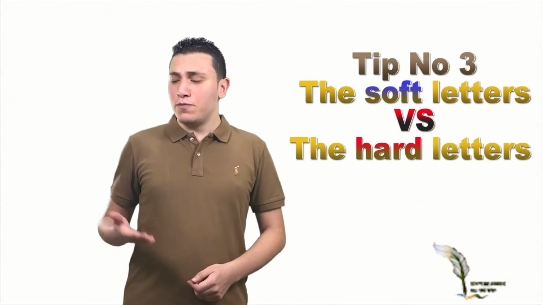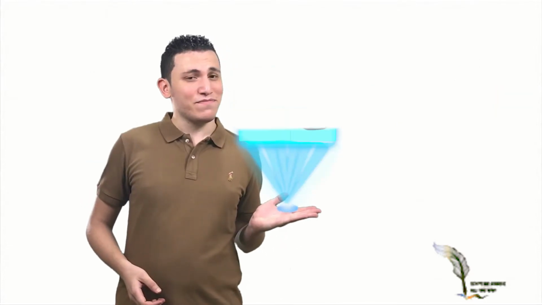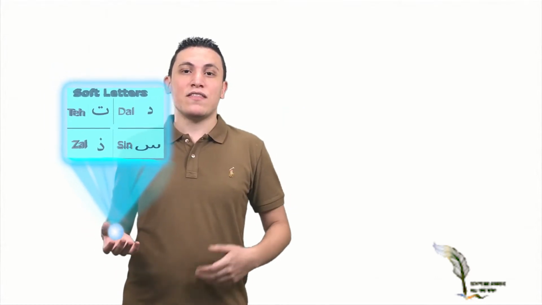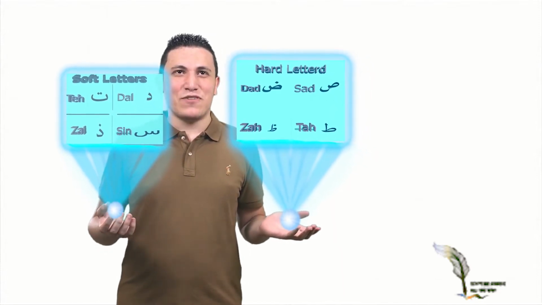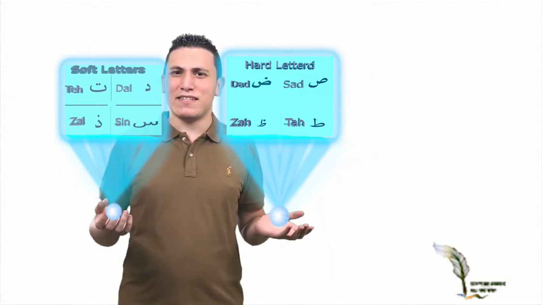Do you see this group of letters? And this group of letters? Well, these letters are called the soft letters, and these are the hard letters. Well, you may think that both again have the same sound, but unfortunately, that's not the case this time. Listen to me carefully while I pronounce these letters.